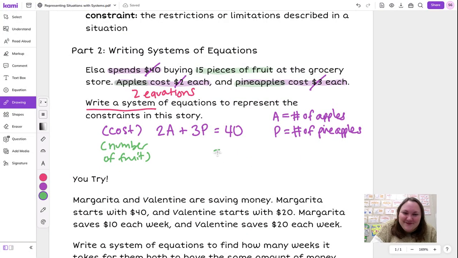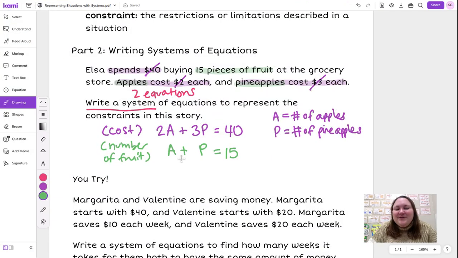Sometimes I see students start by saying, I know there's a total of 15. When we say a total of 15 pieces of fruit, we mean if you combine the apples and pineapples together, there's 15 there. We already said A is the number of apples and P is the number of pineapples. If we have 15 pieces of fruit, it means if you add the number of apples plus the number of pineapples, there is a total of 15. There's no multiplication there. I'm just adding my apples and pineapples together. This right here would be our system of equations.